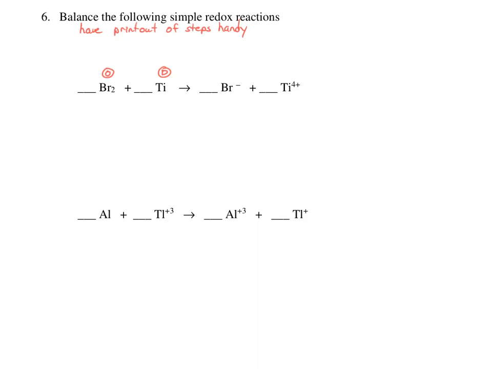And again, remember I put these values inside circles, so that helps me remember that these are not charges, but these are oxidation numbers. Monatomic ions have oxidation numbers equal to their charge. So bromide is -1, titanium 4 is +4. Okay, now we're going to connect up these elements.